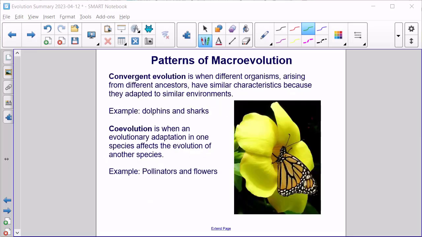Convergent evolution is when different organisms, arising from different ancestors, have similar characteristics because they adapted to similar environments. For example, dolphins and sharks. Coevolution is when an evolutionary adaptation in one species affects the evolution of another species. For example, pollinators and flowers.